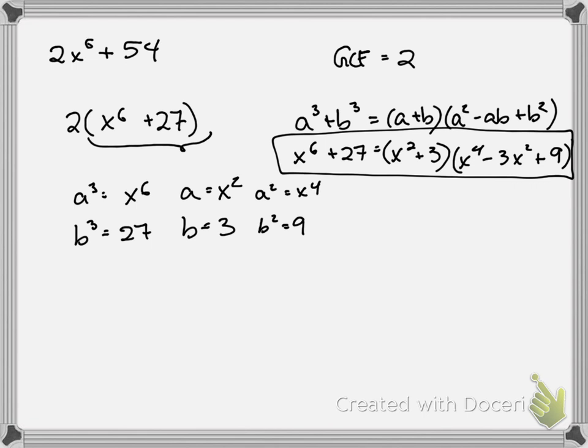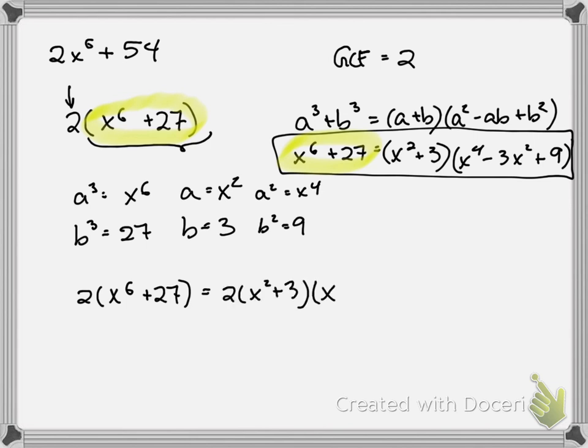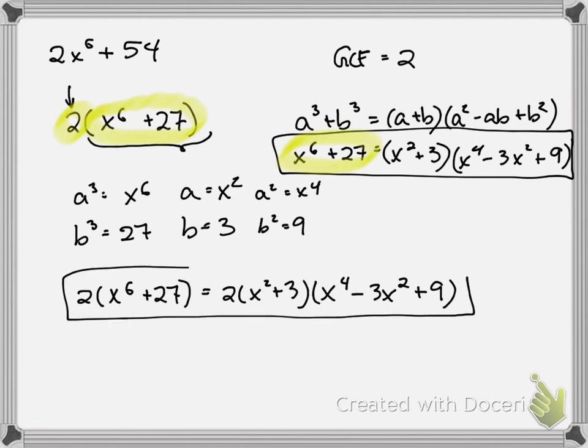Oh wait, I forgot something. So, right, all I've done so far is factor this. Okay, but we forgot about this 2, right? The 2 is also part of this. So if I put this all together, I have 2 times x to the sixth plus 27 equals 2 times x squared plus 3 times x to the fourth minus 3x squared plus 9. Okay, so again, this 2 is still part of this factorization, so it also needs to be part of your final answer. So this is the correct factorization. The only thing I did at the very end was to reintroduce this 2, because again, that 2 is part of the problem as a whole.